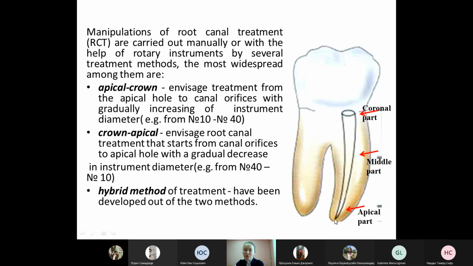Apical crown method means that treatment starts from the apical part of the root canal, moving to the coronal part of the root canal. Coronal apical means the opposite: root canal treatment starts from the crown part of the root canal, moving downward. And combined or hybrid method means that root canal treatment starts with the crown apical technique, and at the middle of the root it is stopped and reversed to the apical crown technique, excuse me. So this is the hybrid method.